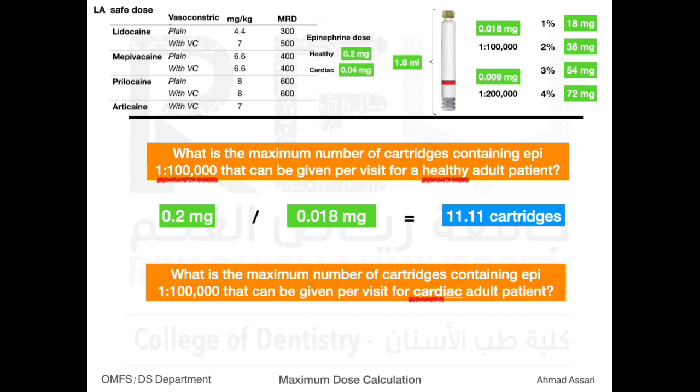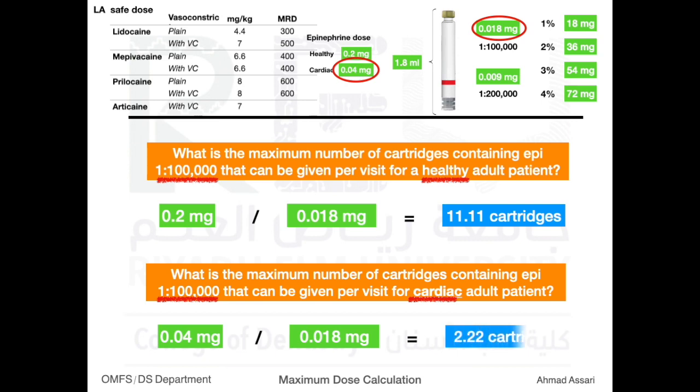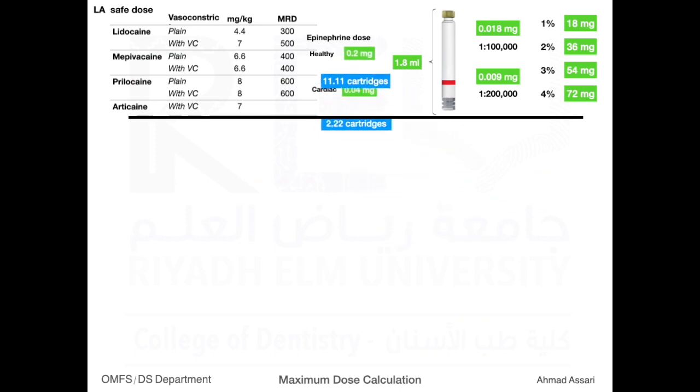However, in a cardiac patient, we will divide 0.04 over 0.018. This would give us around 2 cartridges. Notice the significant reduction. Now it's time for examples.